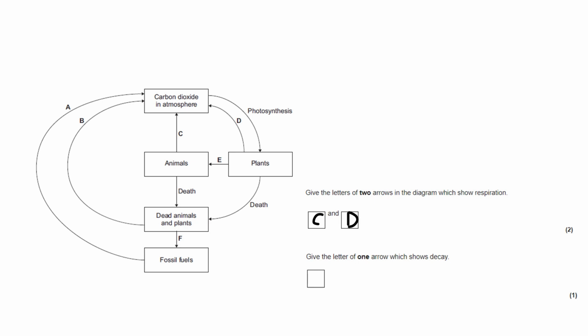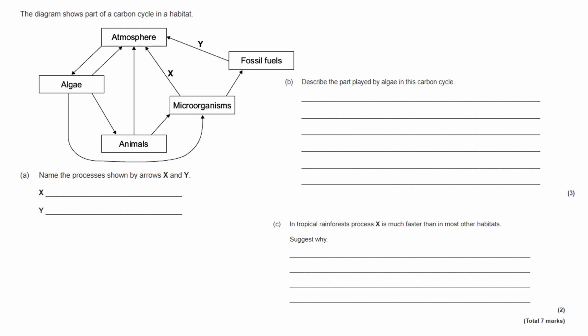Give the letter of one arrow which shows decay. Well, we want to find the dead animals and plants, and we see that box, and then follow the arrow round to the atmosphere. The answer is B. At a stretch, you could say F. This diagram shows part of the carbon cycle in a habitat. Pause the video and have a go. Okay, I'm going to go through the answers.